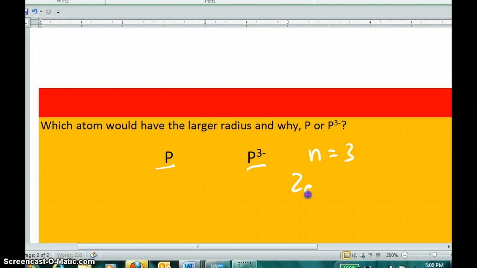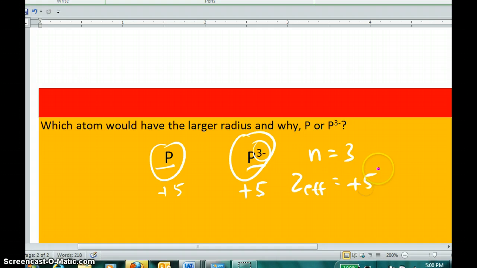We then examine the effective charges of both atoms. Any group 5 neutral atom has +5 as an effective charge, but so would its anion, because its anion has no more protons than the neutral atom, and there are no more shielding electrons, non-valence electrons. Remember, the 3 additional electrons are valence electrons. So the effective charge is the same in both atoms in this example.